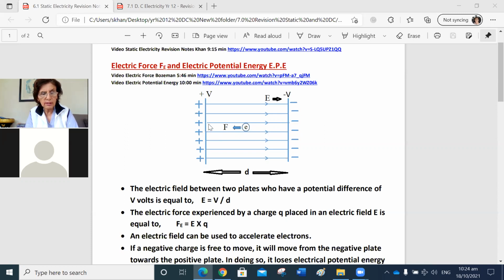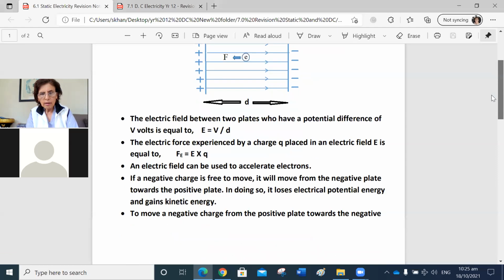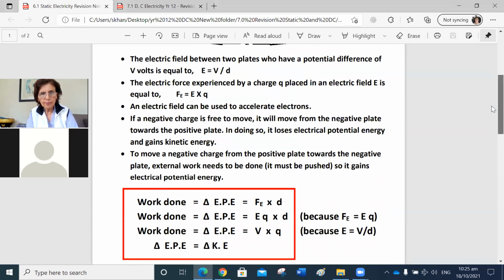We will start the electron from this side. If we want to make it move to this side, we will have to apply a force. How much will that force be? Force is equal to E times Q, and it's moved a distance d. So work done will be force times distance, which is EQ times that distance, EQd. And it's written over here.